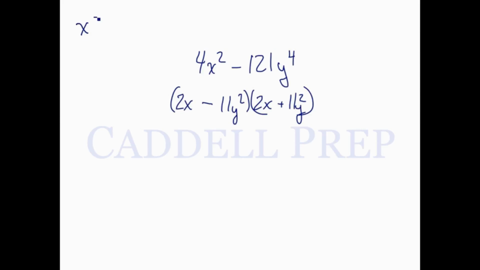So if we look at a previous one, x squared minus 9, we put x and x in this location. That's actually the square root of this term. The square root of x squared is x, so that goes in both spots. The square root of 9 is 3, so we have plus 3, minus 3, or minus 3, plus 3. So here the square root of 4x squared would be the square root of each one. Square root of 4 is 2, square root of x squared is x, so 2x and 2x. Square root of 121 is 11. Square root of y to the 4th is y squared. So we end up with minus 11y squared, plus 11y squared.